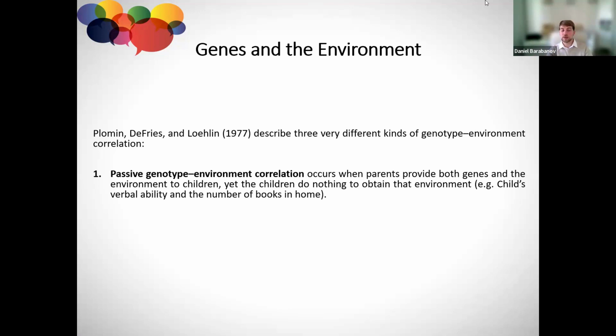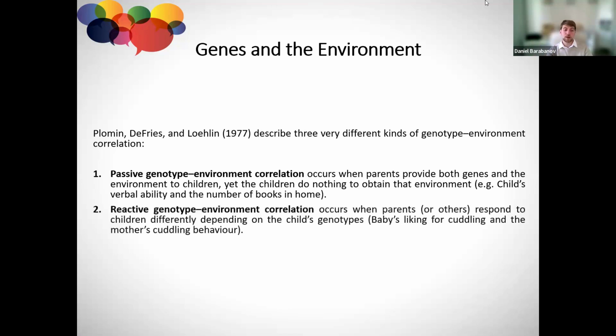So in this sense, a child is passive, thus it's called passive genotype environment correlation. Reactive genotype environment correlation is a bit different. It happens when parents or other people respond to children differently, depending on child genotypes.